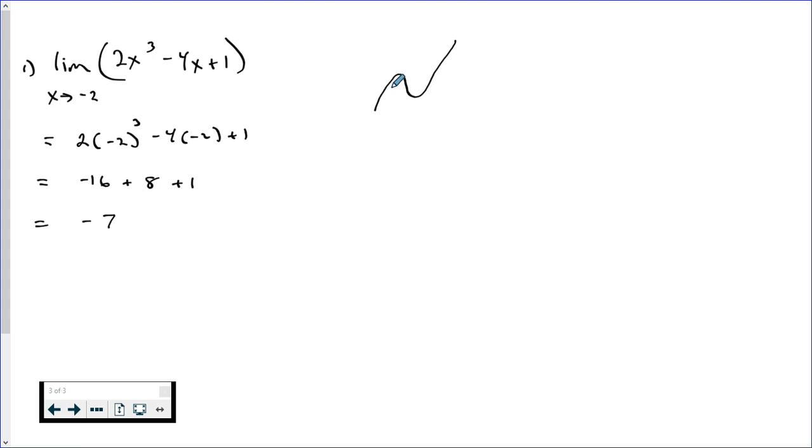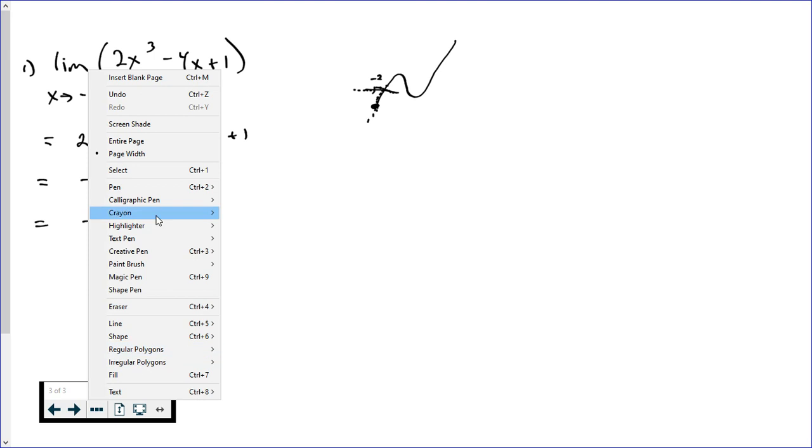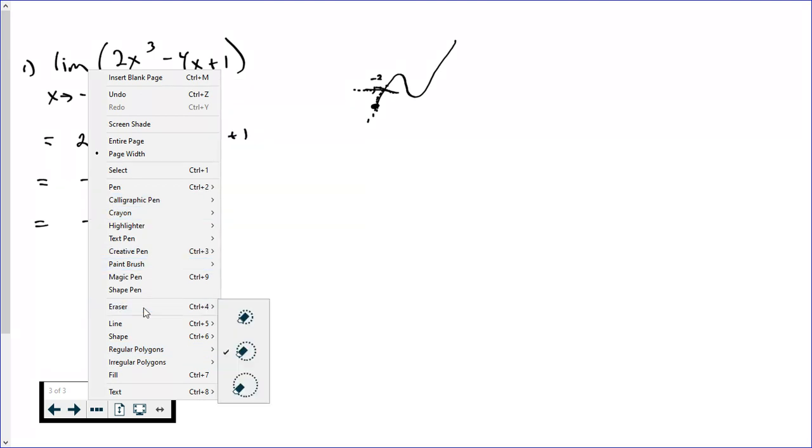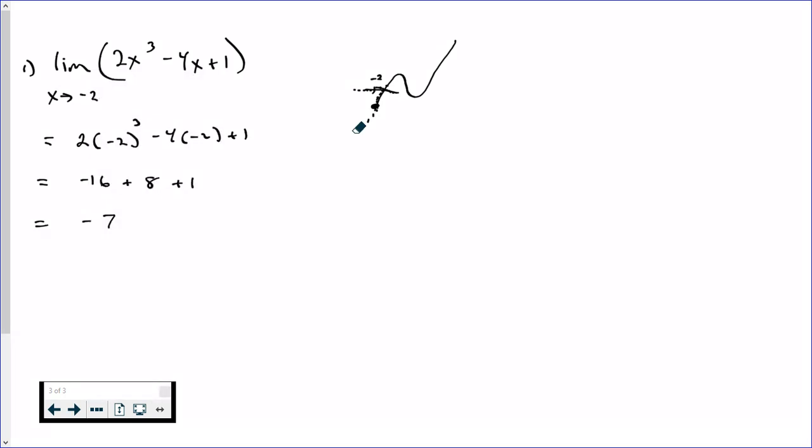So maybe there's something like this going on, and -2 is over here. So as x goes to -2 from both the left and the right, my corresponding functional values will be approaching this value here, which is going to be -7. Realize I did that kind of quick and didn't do the actual graph, but just go ahead and graph it on Desmos and you will see exactly what I'm talking about.